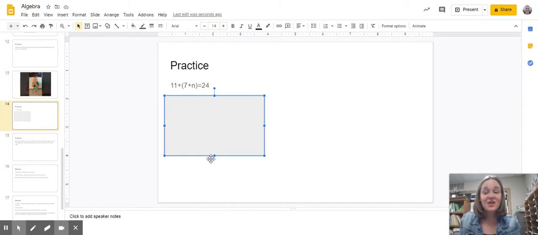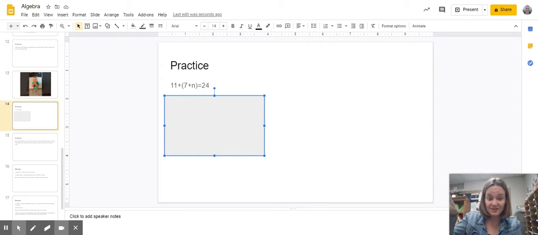All right, so I have 11 plus 7 plus n equals 24. That's a lot of numbers, right? It's hard to do in our heads. So let's take it one number at a time. Let's get rid of one number at a time, okay? All right, I'm going to get rid of the 11 first because the 7 plus n is in parentheses. I'm going to keep that together for a minute, and I'm going to get rid of the 11.